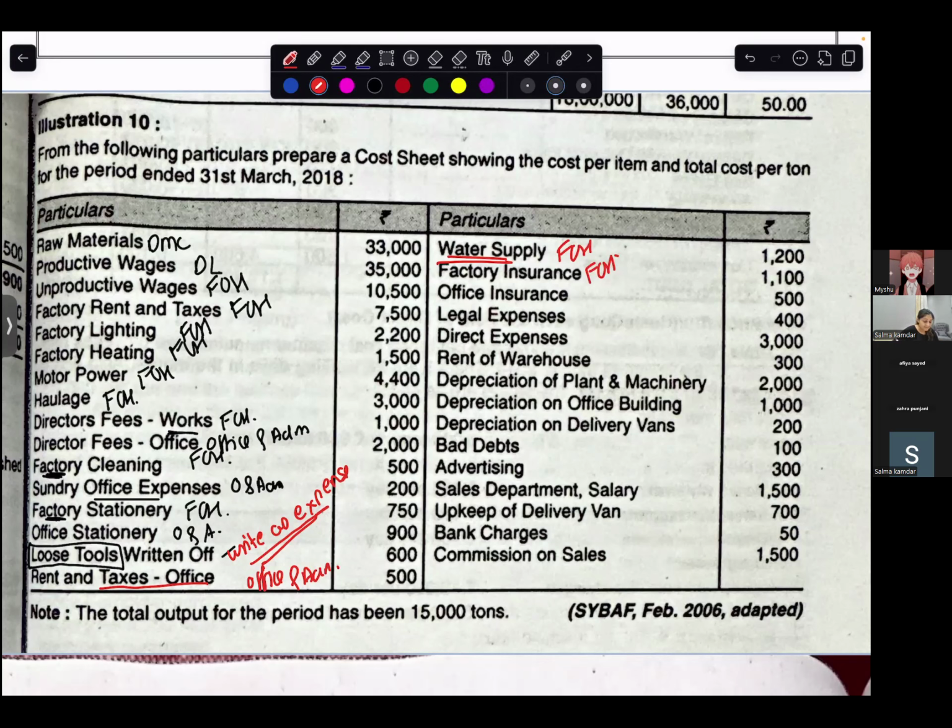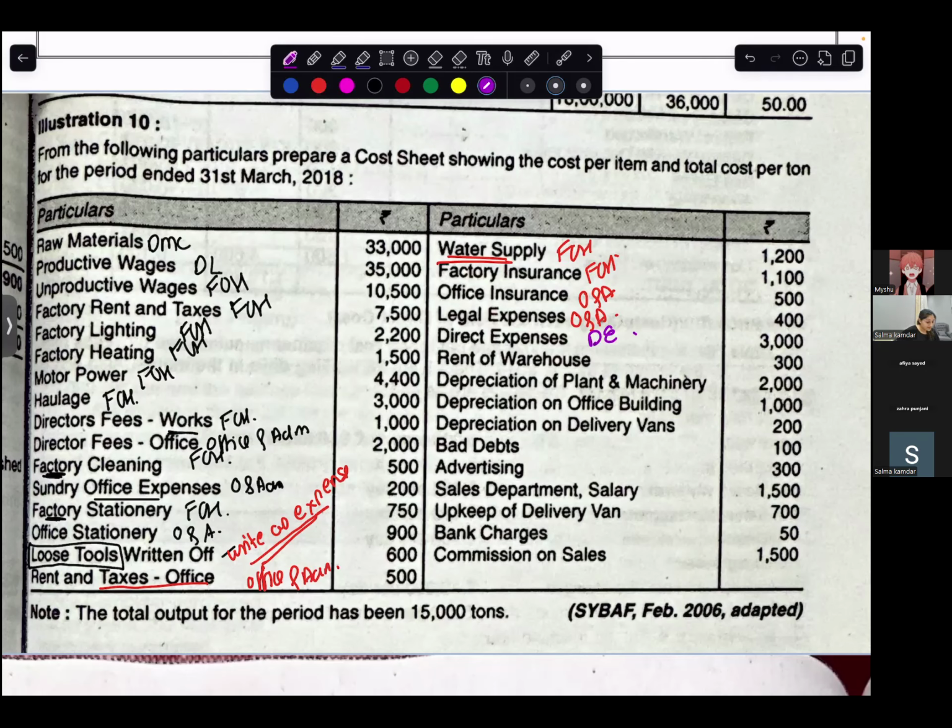Office insurance, office and administration. Legal expenses, office and administration. Can you tell me why? Because it takes place in the office. Yes. Direct expenses. It is direct expenses only.